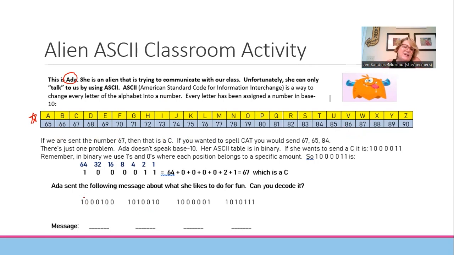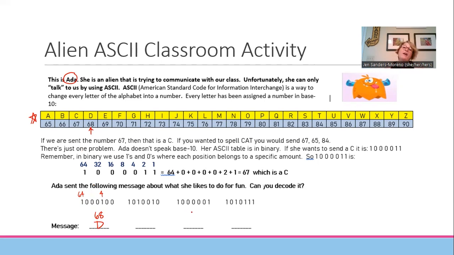So she sent us, and this is just one example of a message, but I created lots. Ada sent the following message about what she likes to do for fun. What we would want to do is use our coin chart, so this would be a 64, a 32, a 16, an 8, a 4, a 2, and a 1. It looks like this is going to be the number 68, and 68 is the letter D.